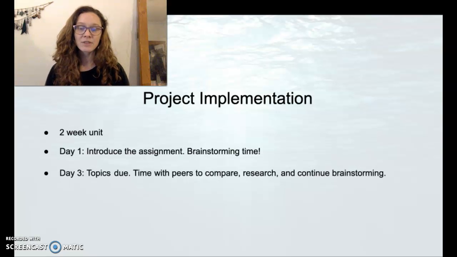On the third day of this unit, I want students to submit to me just a preliminary proposal about what they're hoping to do. And then I want to provide them with some time with peers, again, maybe grouped based on different general categories or topics, and allow them to get some time together to compare ideas, to maybe research together, and overall just to continue brainstorming how they want to go about this project.